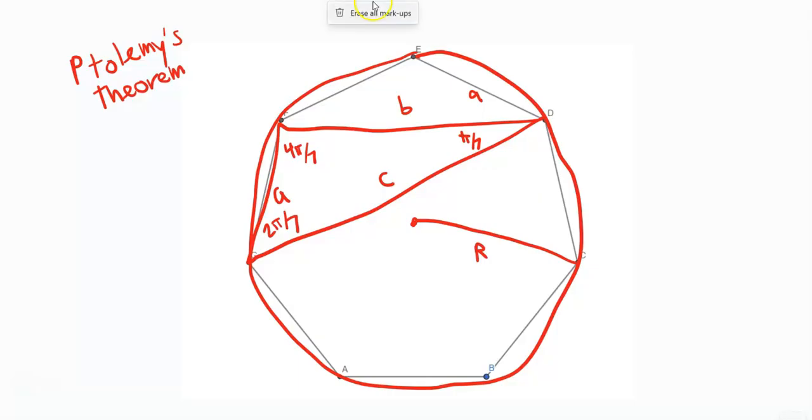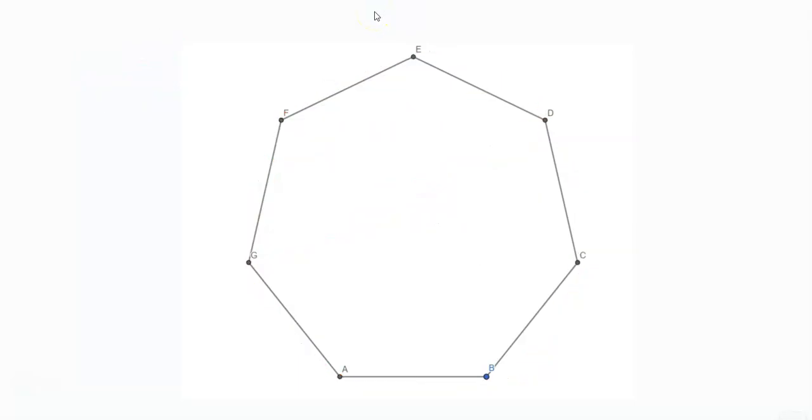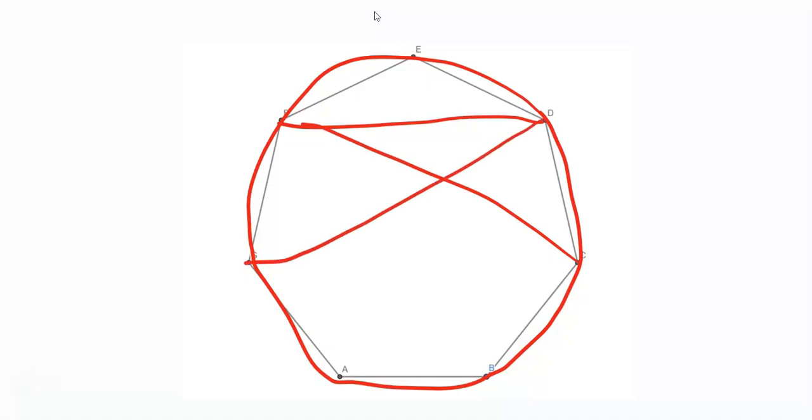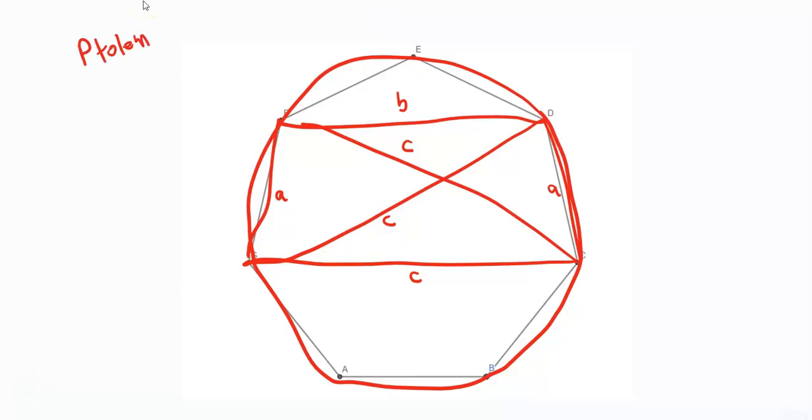So now what I want to do is use Ptolemy's theorem to show how those relationships will work. Now, the thing about Ptolemy's theorem is if you connect diagonals across like so here, and pardon my poor drawing, as you can see here, I have A, B, C, and this is a C, and this is a C here because I'm skipping two vertices. Ptolemy's theorem, again, pardon my poor writing.